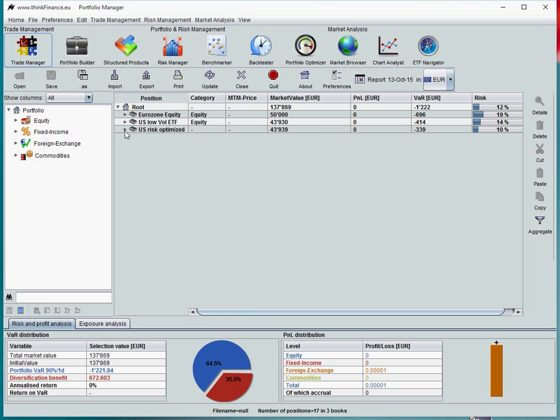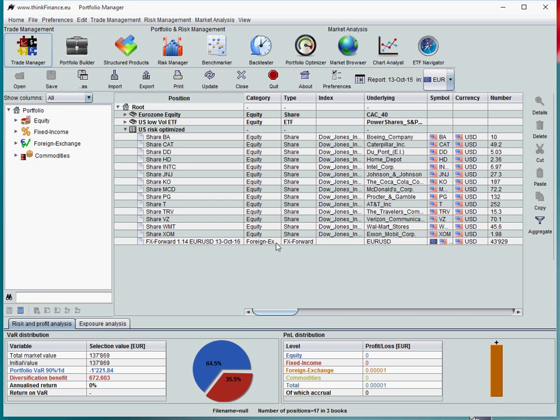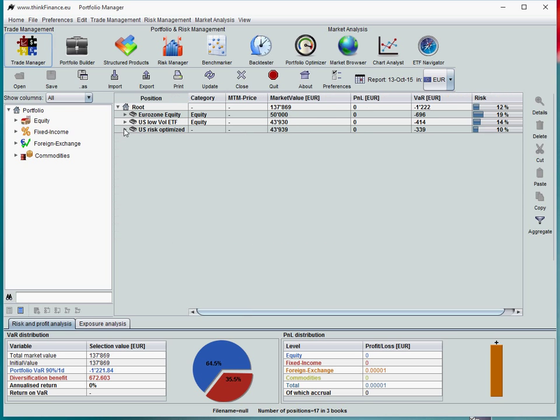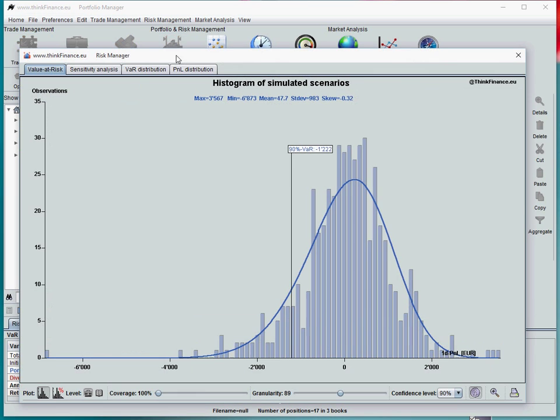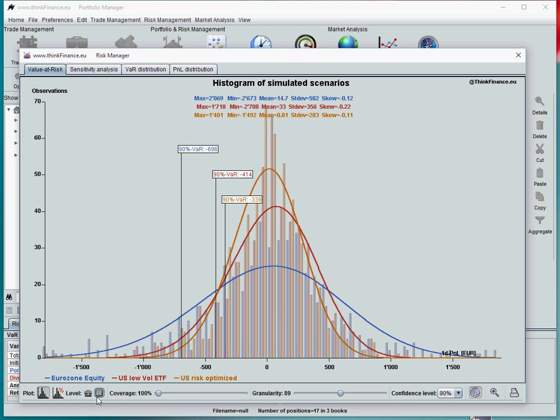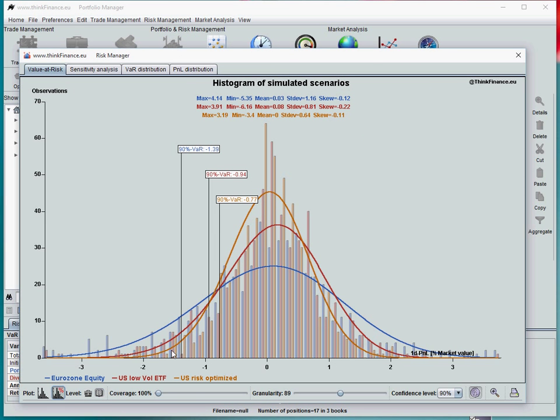Now, if I open this book, I will see here's the FX forward. Let's look at the risk profile now in the risk manager. Once again, risk book by book in %. And I see, in fact, the risk has been reduced even further. So I have a more conservative portfolio now than by using a standard low vol ETF.